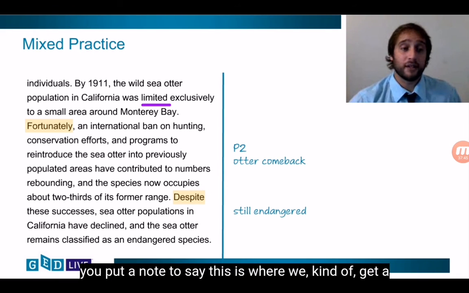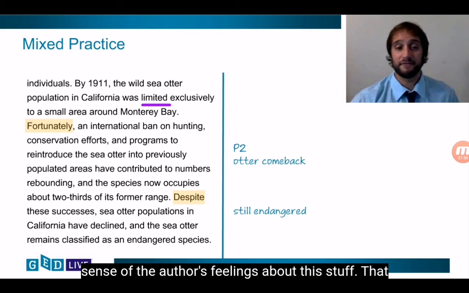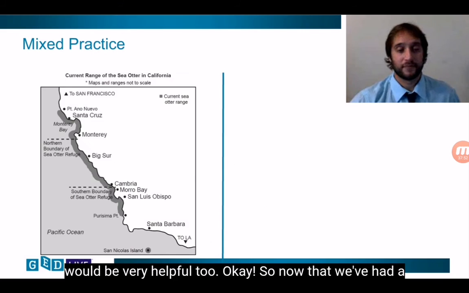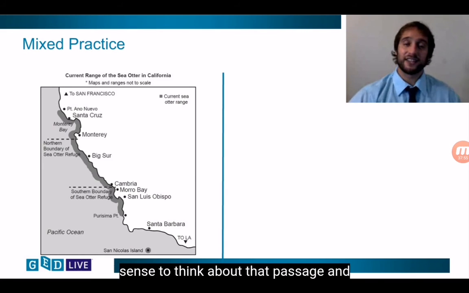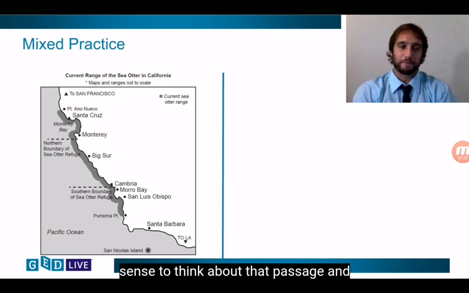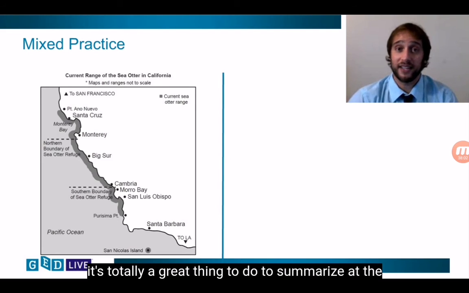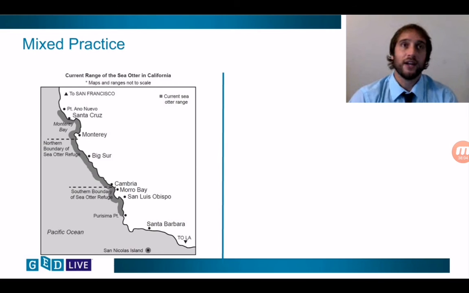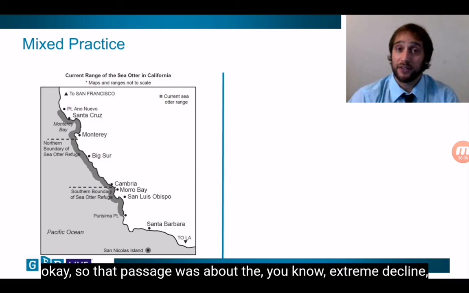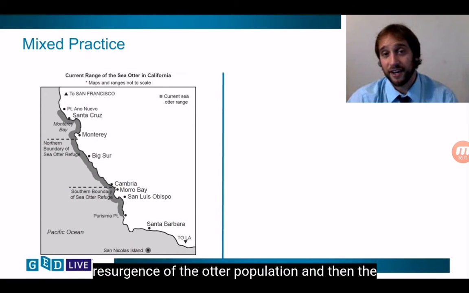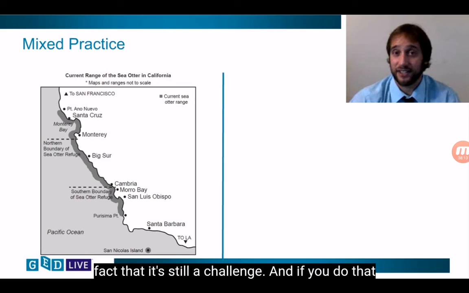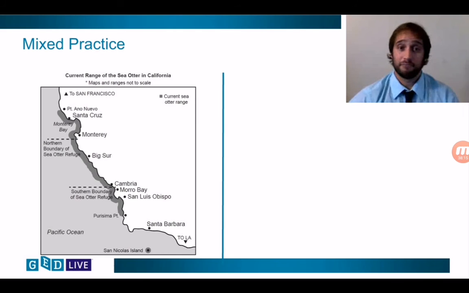Maybe even you put a note to say this is where we get a sense of the author's feelings about this stuff. That would be very helpful too. Okay, so now that we've had a sense to think about that, it's totally a great thing to summarize at the end of reading a passage and say to yourself, okay, so that passage was about the extreme decline, resurgence of the otter population, and then the fact that it's still a challenge. And if you do that, man, you're set up to answer questions.